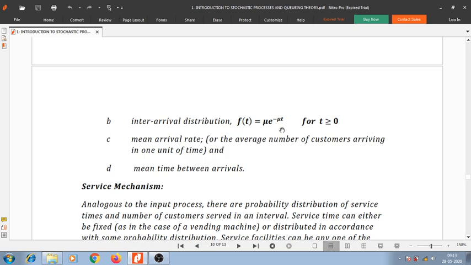Exponential distribution: theta into e power minus theta t. Of course, we discussed this in the classroom already. Third one, mean arrival rate and the inter-arrival times. All these factors, all these characteristics will be discussed in the input process. Of course, this will be discussed later also in arrival distribution, and the inter-arrival distributions will be derived in the next lecture. Okay, right.